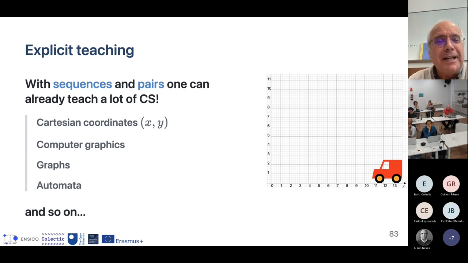And with sequences and pairs, you can do a lot. Don't forget that we're following a concept-first approach. We can introduce the students to a lot of computer science. Cartesian coordinates are pairs. Computer graphics is just playing with Cartesian coordinates, building polygons, because every point is a pair. So a polyline is just a sequence of pairs. So computer graphics comes very quickly. Graphs. What are graphs? Graphs are data structures, for instance social networks, where people are linked to each other. So graphs are basically objects linked by arrows. Automata.